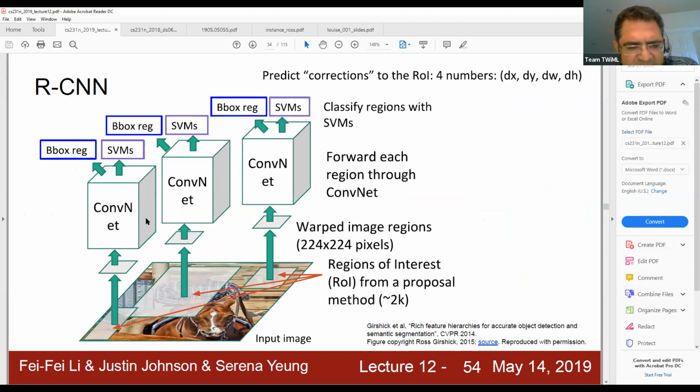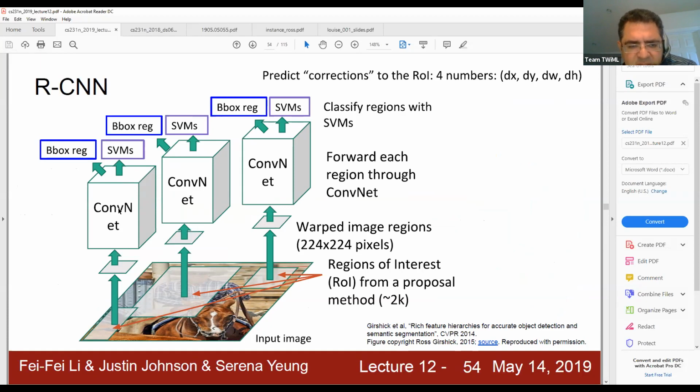Whatever your output of the convnet is, because the support vector machine takes a feature vector, they just take the output of the convnet and feed it as a feature vector to the support vector machine.